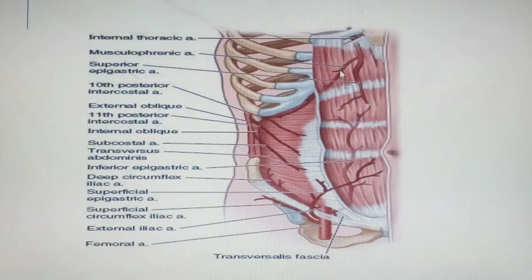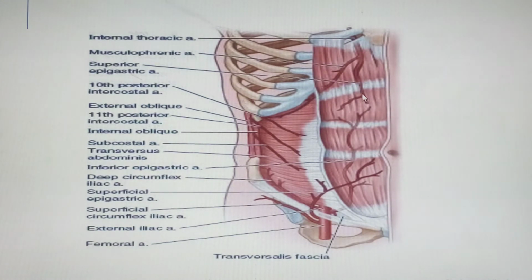Musculophrenic artery. Now remember, this musculophrenic artery, look at how it courses. It courses along the costal margin. This is the costal margin. So it courses along the costal margin, and it's distributed to the superficial as well as deep abdominal wall of the hypochondriac area. I'll show you the hypochondriac region. Hypo means below, and chondriac has to do with cartilage. So below the costal cartilages.